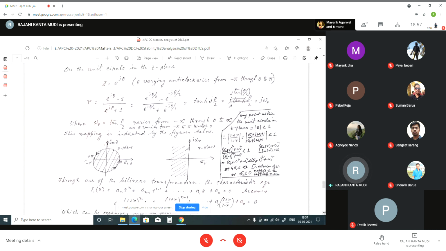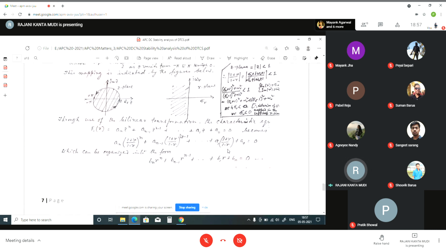Replace the value of z in the characteristic equation of the discrete time system. So this is the characteristic equation, a n z to the power n. Replace z with (1 plus r) over (1 minus r) to the power n. Since it is a bilinear, linear mapping, the resultant final polynomial will also be of power n. The coefficient b n will be different from a n.